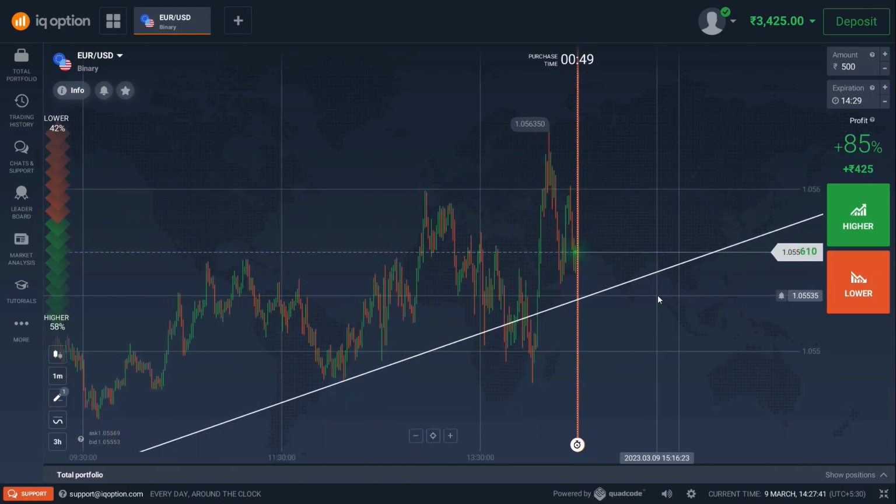Okay guys, as of now the market doesn't make sense to me, so I'm gonna take some time out to identify what's happening in the market, and then when I take a trade I'll explain you the trading setup.